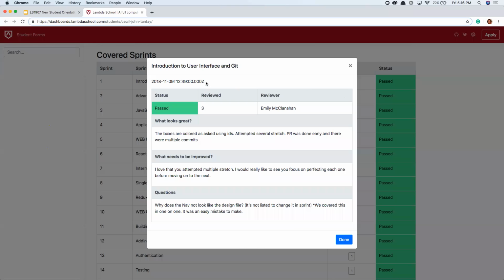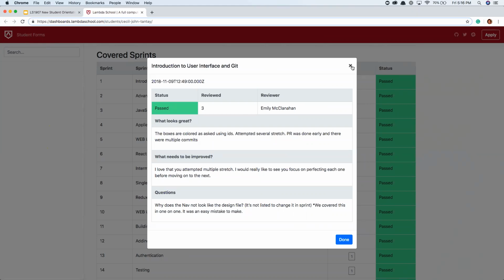It'll show when you submitted the sprint, or I'm sorry, when it was reviewed. It'll also show you if you passed or need to resubmit it. Right here, it will show you what rating your reviewer or TL gave you. So Cecil John Tante got a 3 on this one, okay? And his reviewer was Emily McClanahan. It also shows you the review that your TL gives you. So what looks great, what you can improve on, and any questions they have that are super specific to your sprint, okay? So all the information is gonna be in there that you need.